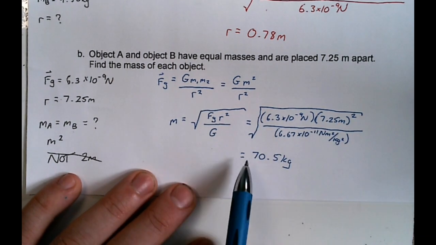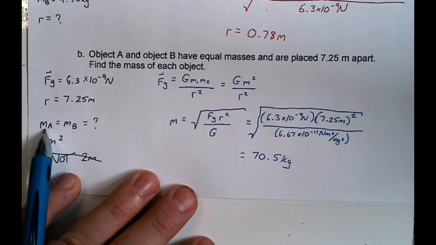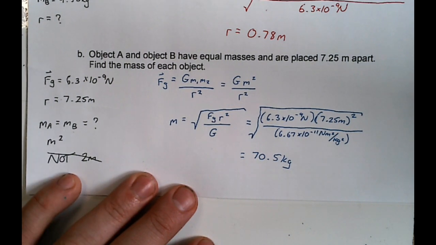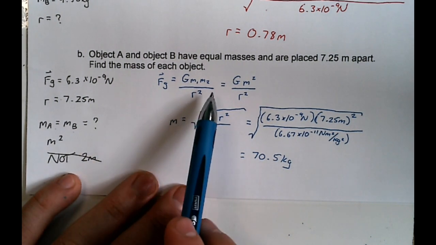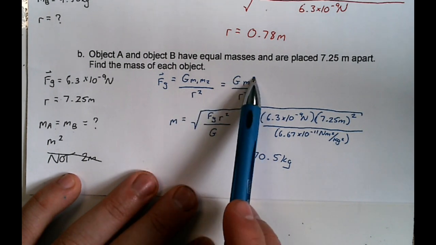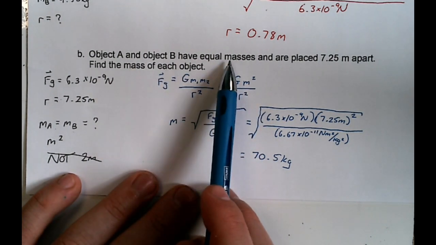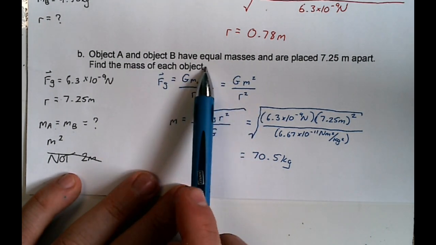kilograms. That is going to be the mass for object A and the mass for object B. They are the same mass. The only time we can use this m squared is when they have equal masses. If they don't, we're going to use the first version of the formula.